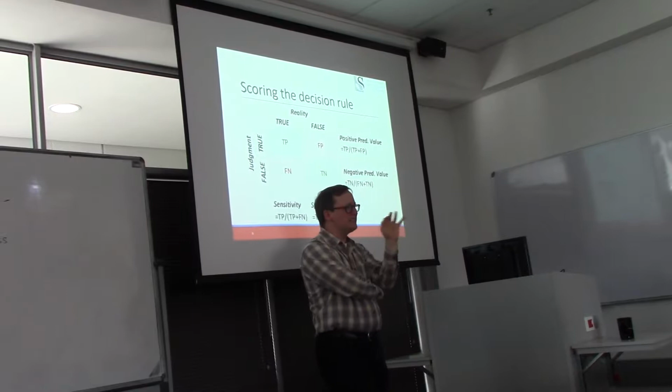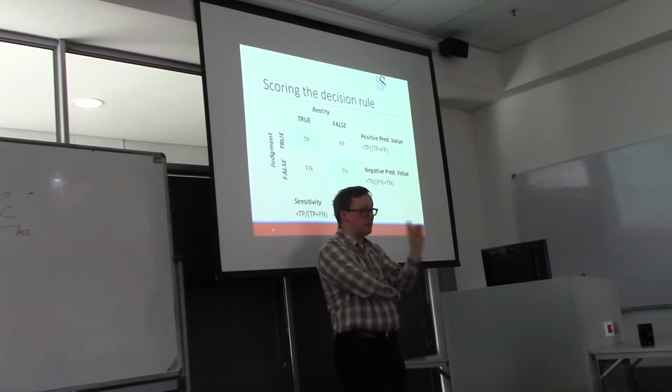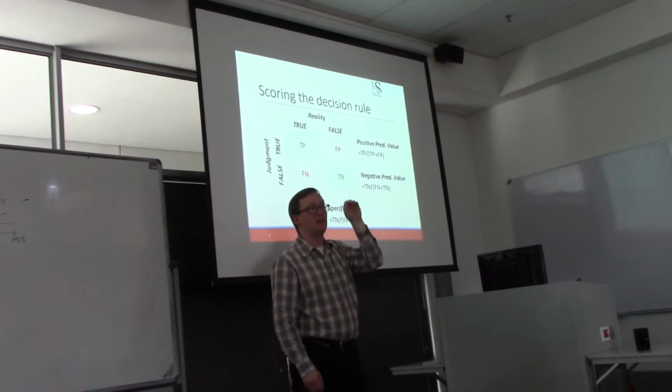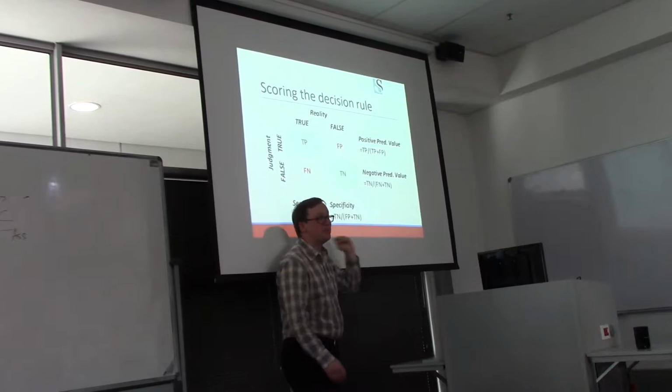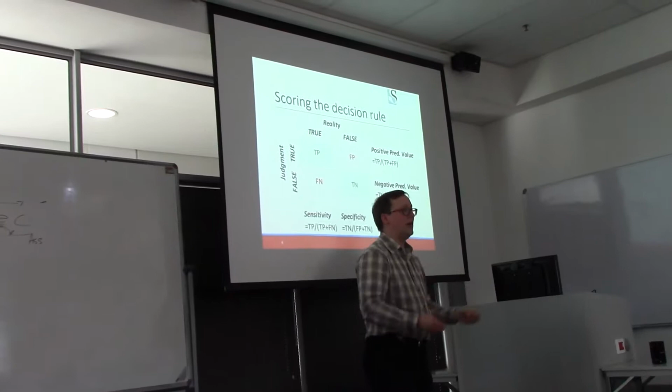So this is different. Now our focus is on the people who meet a certain judgment. So the people in the top row reflect the people our test says have the disease. So of the people the test says have the disease, what fraction of them really do? That's what the positive predictive value is about. Given a positive test result, what is the probability that person really is sick?